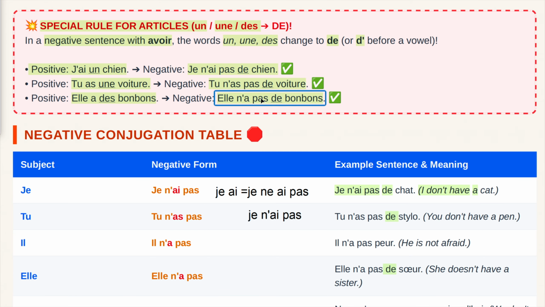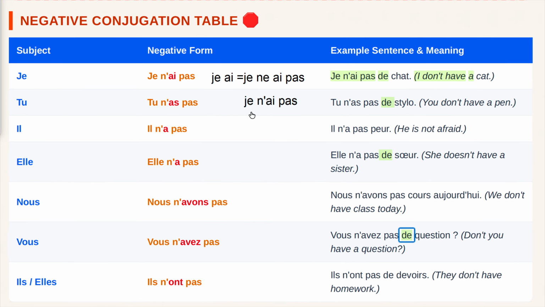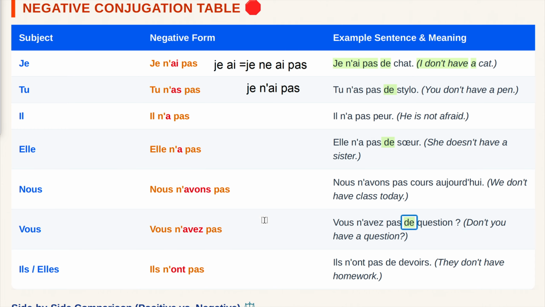This is very important, so let me explain further here in this table. I hope you understood how we have made je n'ai pas. D'accord? So let me clear it for you first.